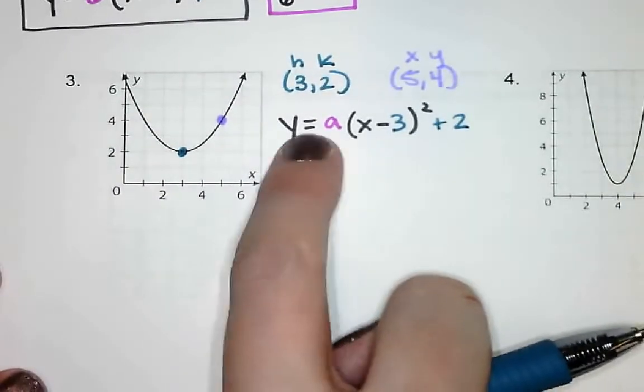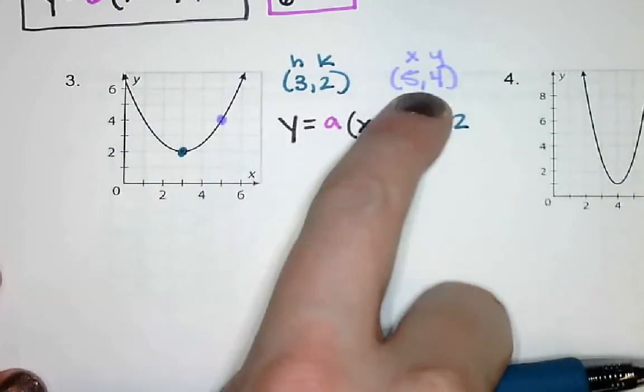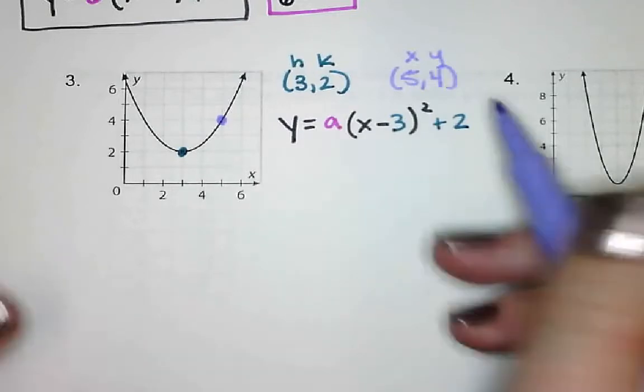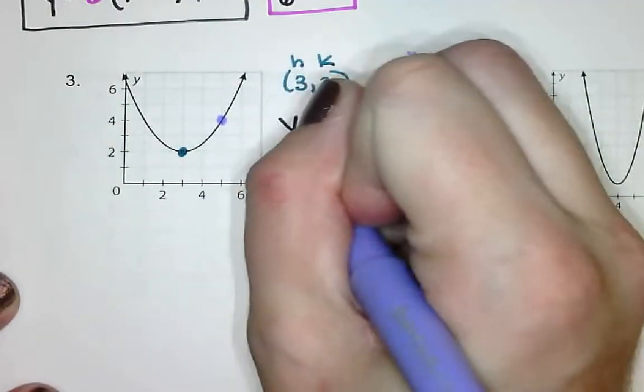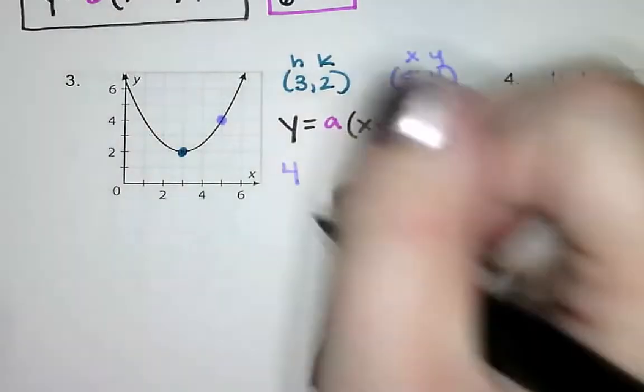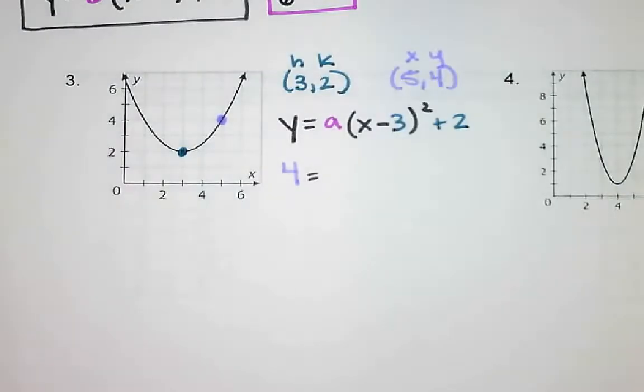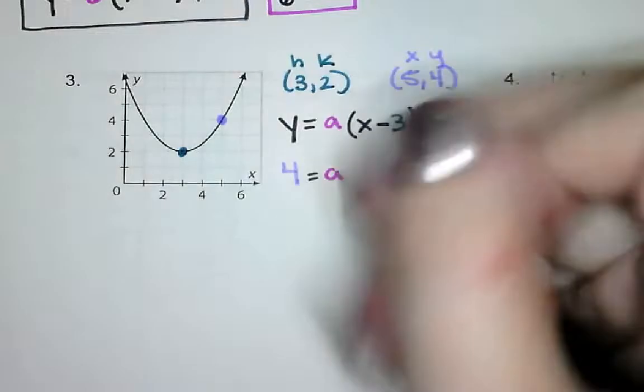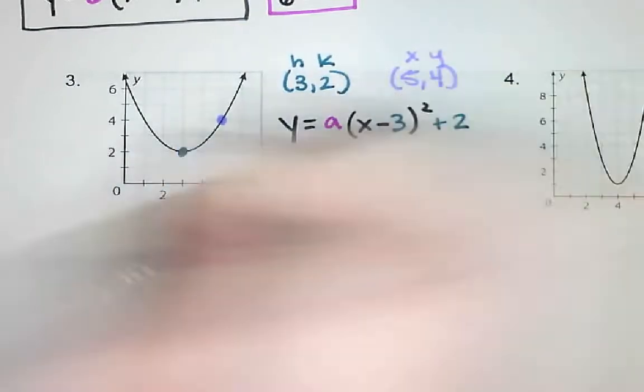Now I'm going to go ahead and plug in my x and my y. So my y value is 4. So 4 equals, let's see here. Still don't know what my a is. That's the whole point. We've got to find our a. So, I don't want to do x. What do I want to plug in?